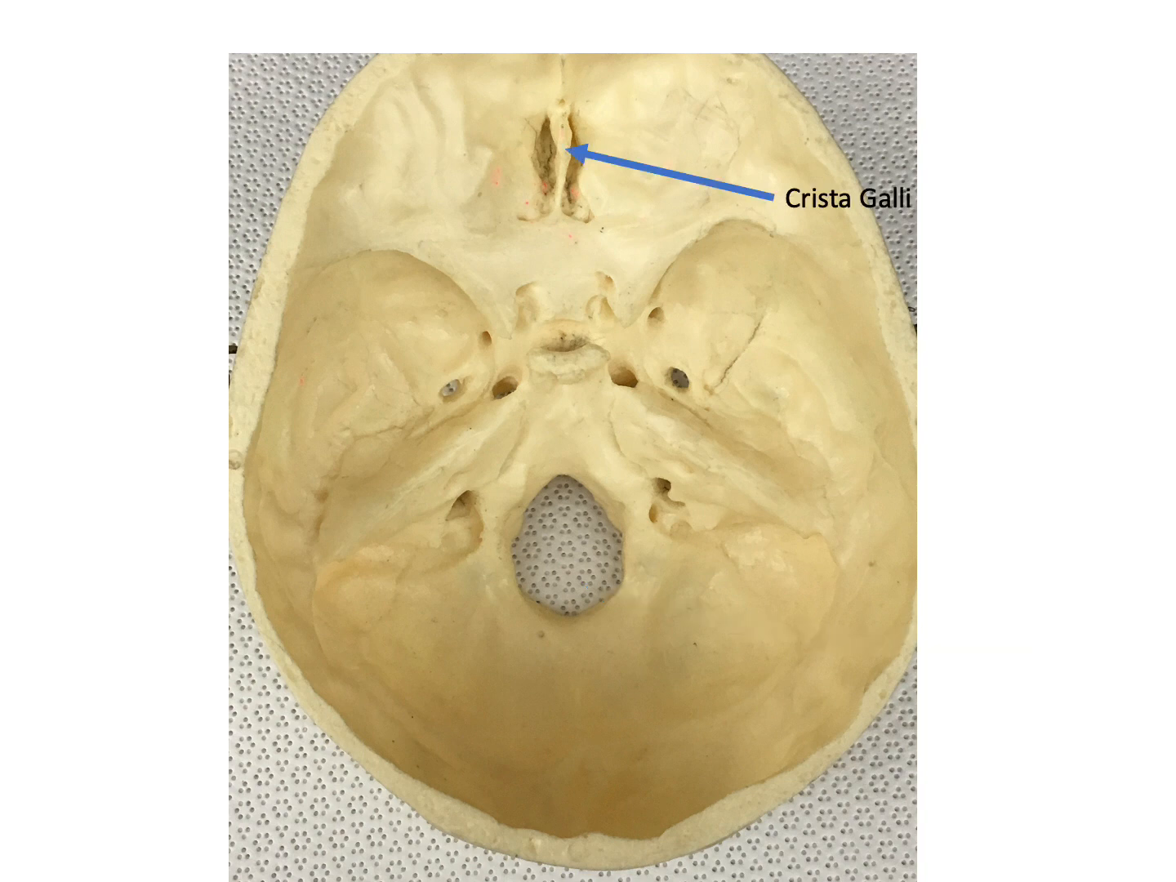Moving up to the ethmoid bone, we have the crista galli. And just lateral to the crista galli, we have the cribriform plate and the olfactory foramina. This is where the olfactory nerve, cranial nerve number 1, will exit into the nasal opening.